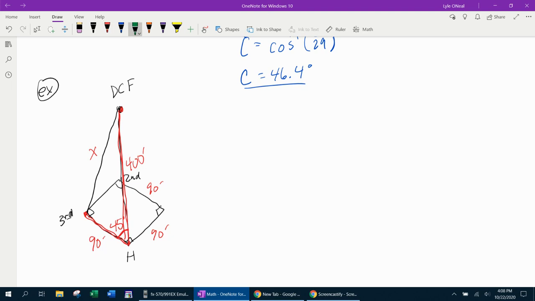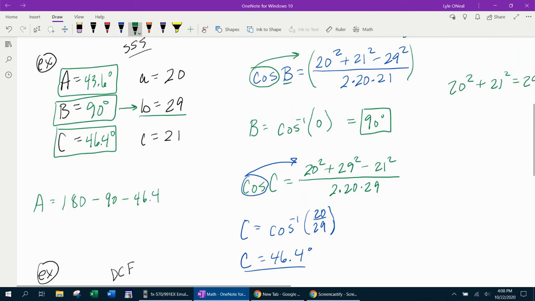Now look at what we've got here. We've got a side angle side setup. And we're looking for the side across from the angle given, and that's what tells us that this is law of cosines. The fact that it's a side angle side setup means that I can use the law of cosines to find the distance I'm looking for.